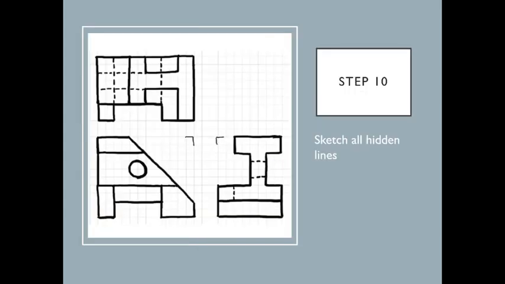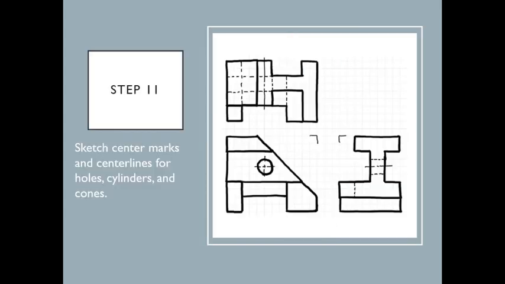Next, sketch all hidden lines with the hidden line font. Finally, do not forget adding center lines and center marks for the holes and cylinders.